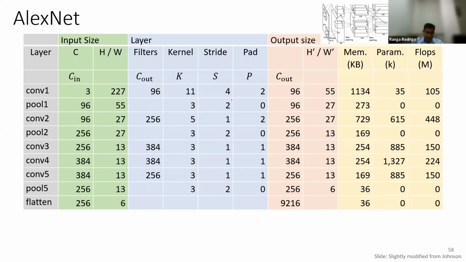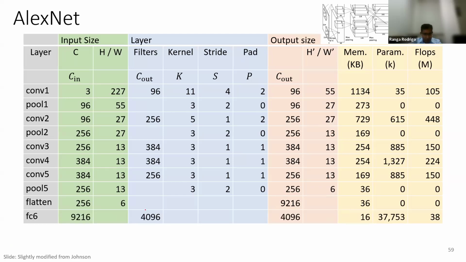one fully connected layer. So after the flattening, you have 9,216 elements, and that is connected to 4,096, right? As you saw before, the flattening size is this much. It's connected to 4,096. So how many parameters must be there? FC6 parameters: C in times C out plus C out. So we get 32 million parameters.